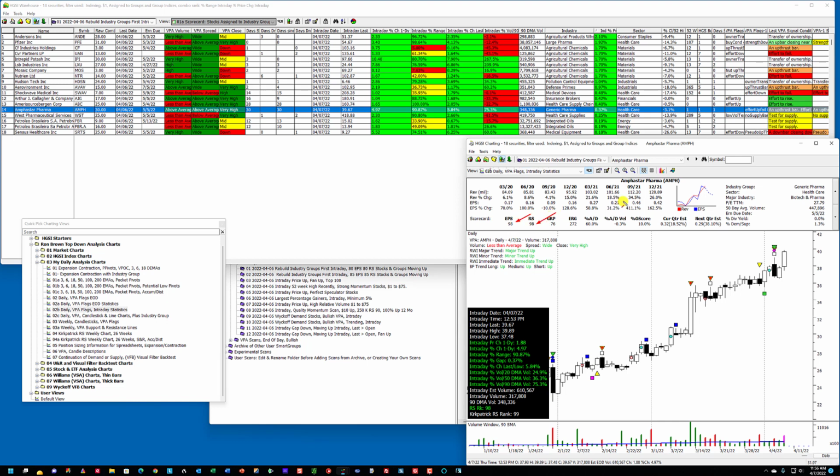But if you're prospecting intraday and you want stocks that have some credentials, and by that I mean strong EPS rank and strong relative strength rank, and are in groups that are moving up, these are great SmartGroups to use. That's it for this.